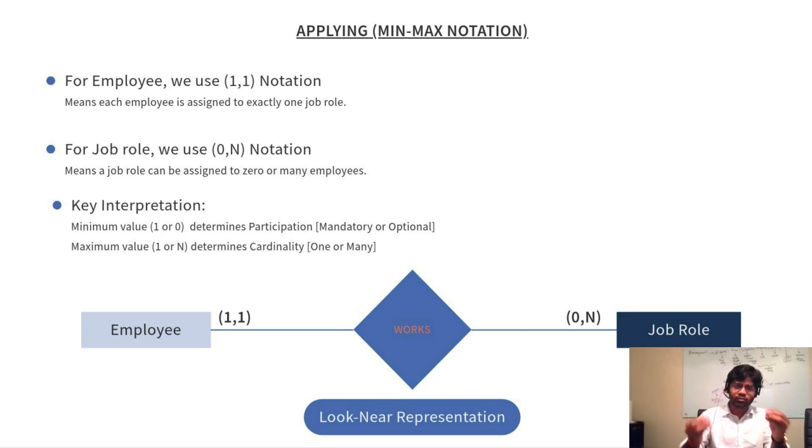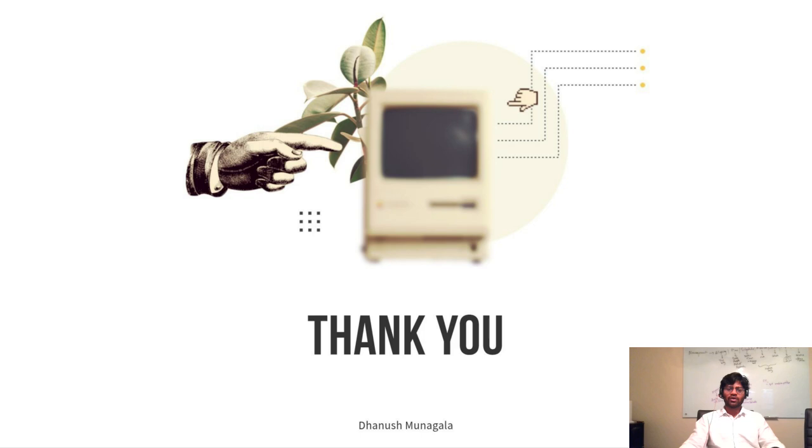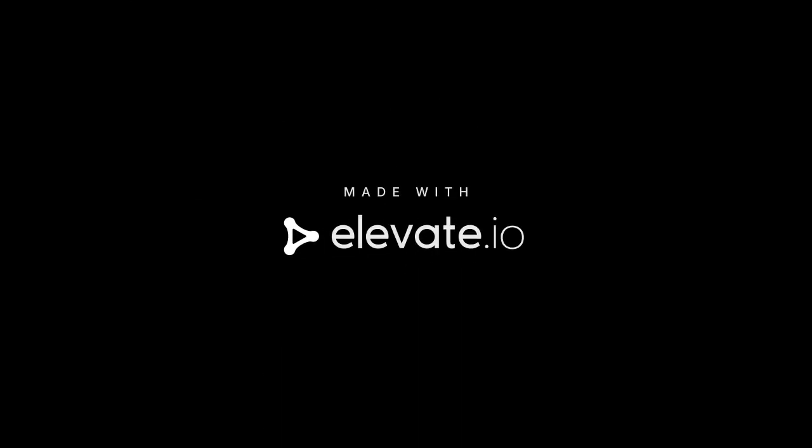So the minimum maximum notation neatly combines both participation and cardinality into a single pair of numbers placed next to each entity. That's it. Now you not only know how to draw ER diagrams, but also how to accurately express participation and cardinality using both look across and look near methods. Thank you so much for this class and your time.